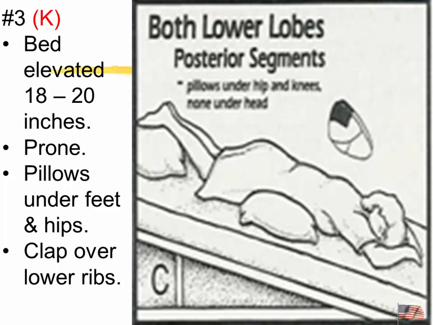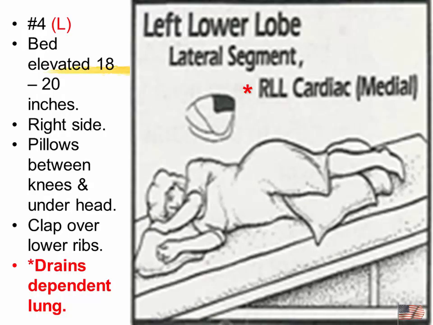Both lower lobes posterior segments, again, the bed is elevated so that the head is down. They're lying prone, and we would then percuss over the lower ribs in that area. Lateral segment, also, this position drains 2 different segments, both the right lower lobe medial segment and the left lower lobe lateral segment. It's the same exact positioning.